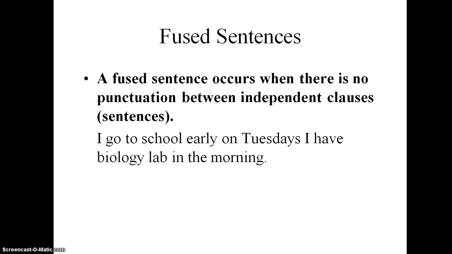Well, you could use and. I go to school early on Tuesdays, comma, and I have biology lab in the morning. Or you could use a subordinating conjunction. Because I have biology lab in the morning, comma, I go to school early on Tuesdays. Or you could use a semicolon. I go to school early on Tuesdays, semicolon, I have biology lab in the morning.